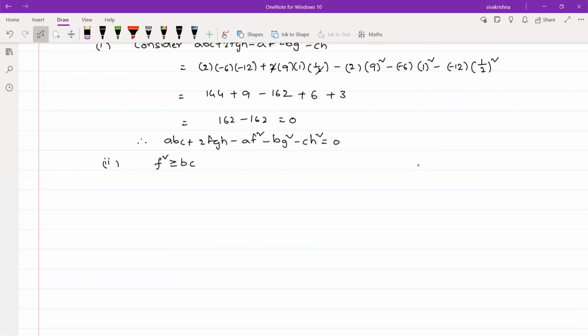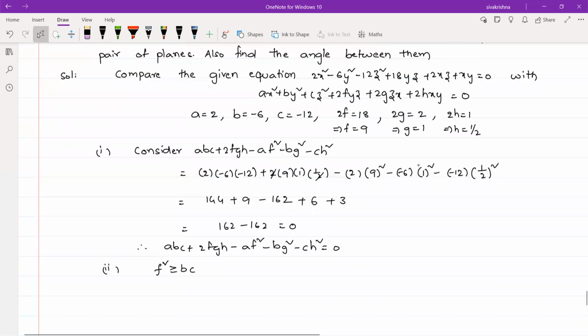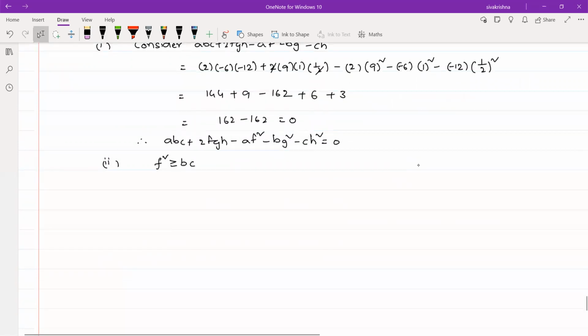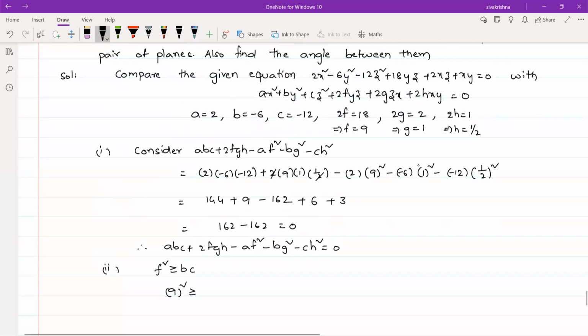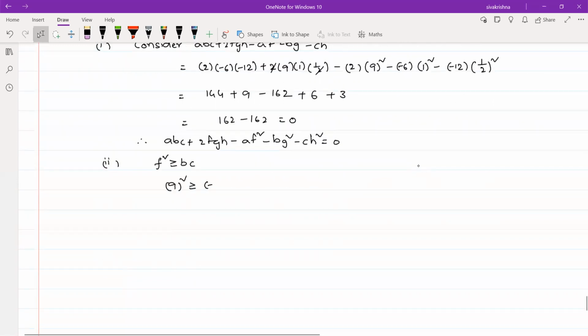Now I am considering f². What is the value of f? We have 9. So f² is nothing but 9², greater than or equal to bc. What is bc? Minus 6 into minus 12. So 9², which is 81, is greater than or equal to 72. Whether it is correct or wrong? Yes, it is correct, 81 is greater than 72. So 81 greater than 72 is the right answer, so the second condition is verified.